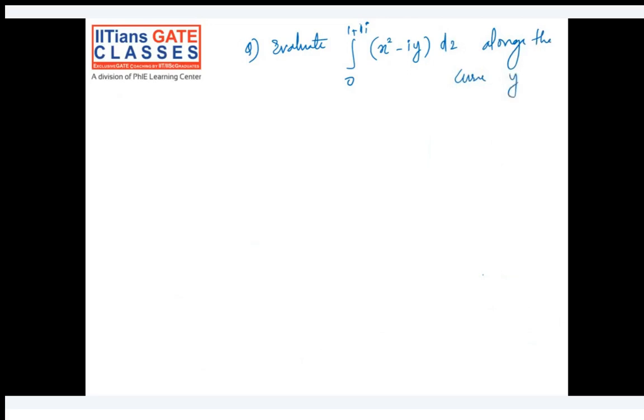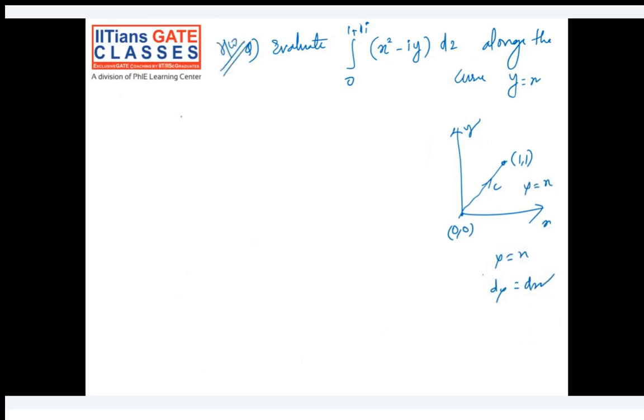So basically from origin 0 comma 0 to 1 comma 1 using this curve C, which is y is equal to x. Y is equal to x is a straight line. If y is equal to x, dy is equal to dx. So this is the hint, and you solve this question. Final answer is (5 minus i) divided by 6.